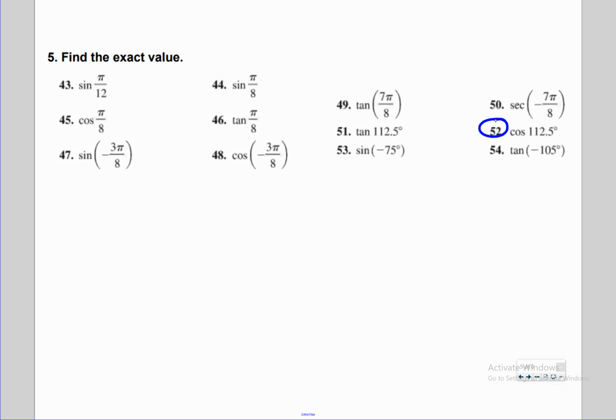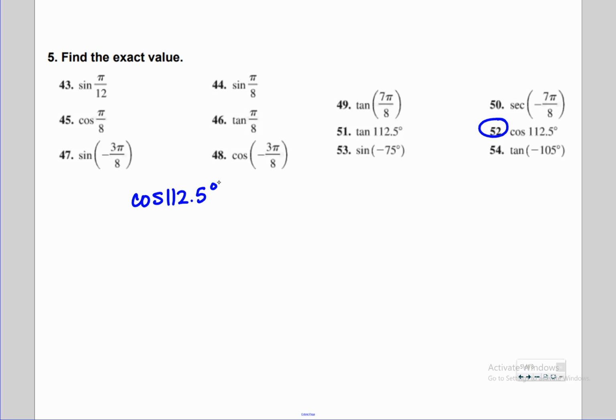52. Okay, cosine 112.5. So if it wasn't already a degree, we'd want to make it a degree. Okay, that's done. Also, if it were a negative angle, like let's pretend my original problem was -112.5, what would you do? I wouldn't do that only because we're going to have to double it in a minute, and you're going to get something outside of your unit circle.